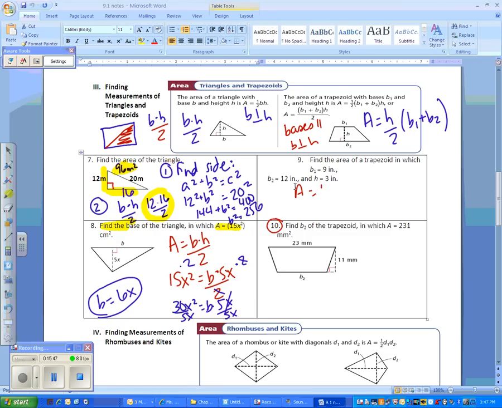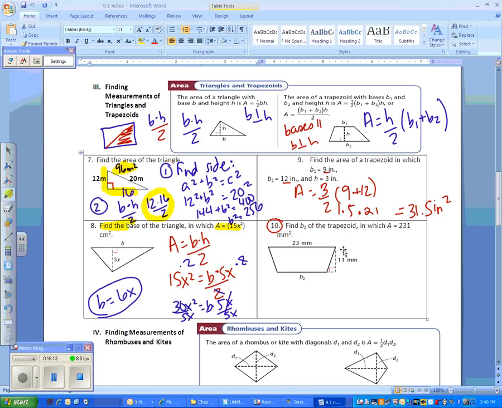So area equals half of the height times the sum of the bases, and the bases are 9 plus 12. And you just do your order of operations. 9 plus 12 is 21. 3 divided by 2 is 1.5. So 1.5 times 21 gets you your answer, 31.5 squared inches.